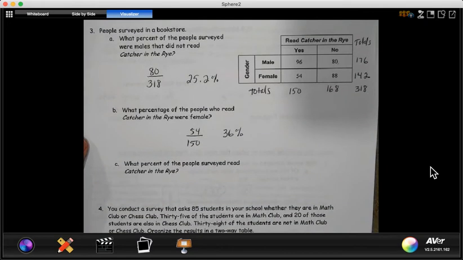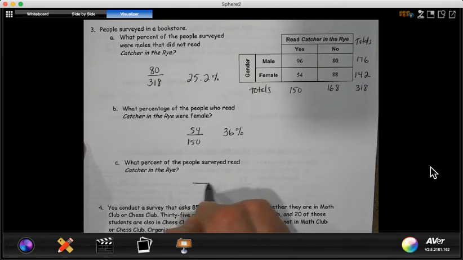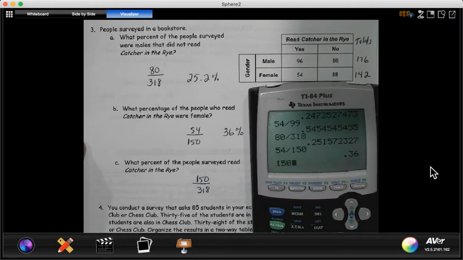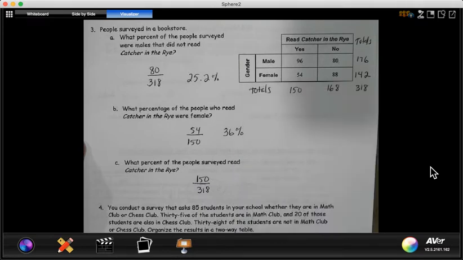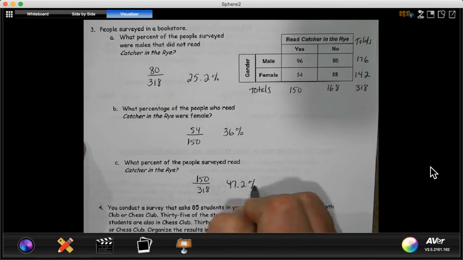What percent of the people surveyed read Catcher in the Rye? So we've got 318 people surveyed, 150 people read it. So 150 divided by 318, a little under half, 47.2%. Okay.